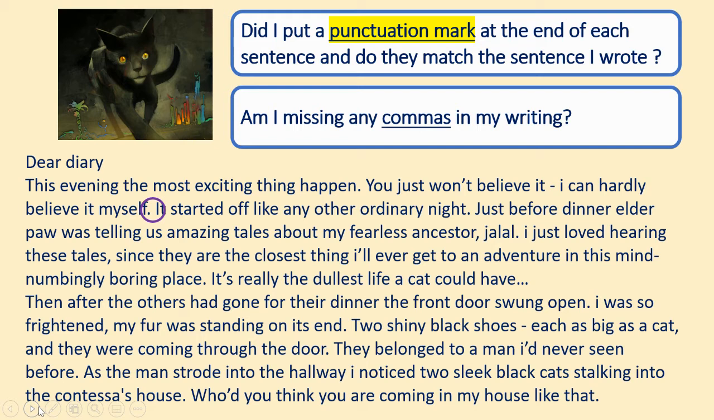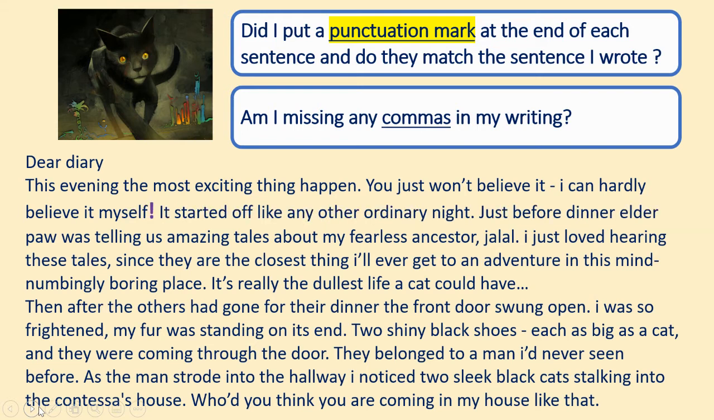I put a lot of expression in there. I'm really making a statement. It's a really big statement. I'm really exclaiming it. So what should it be? I don't think it needs a full stop. I think it needs a really strong punctuation mark there. I think it needs an exclamation mark. You just won't believe it! I can hardly believe it myself! And that really wants people to show that expression in their voice.